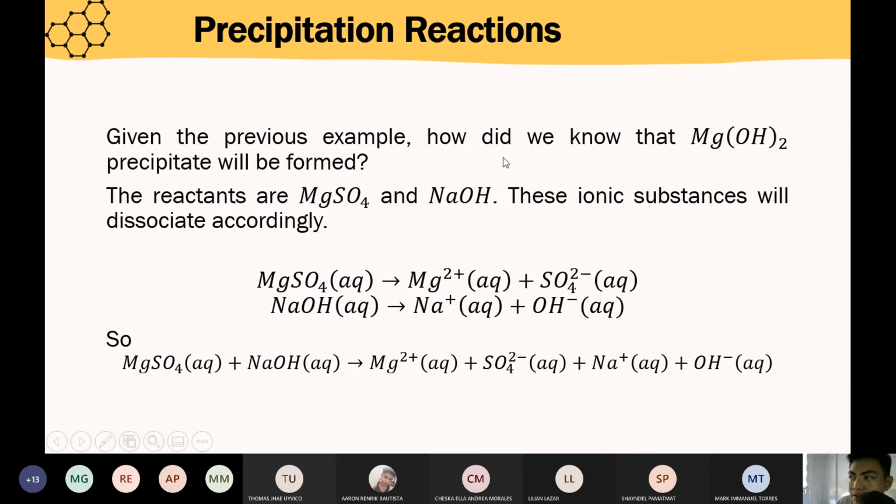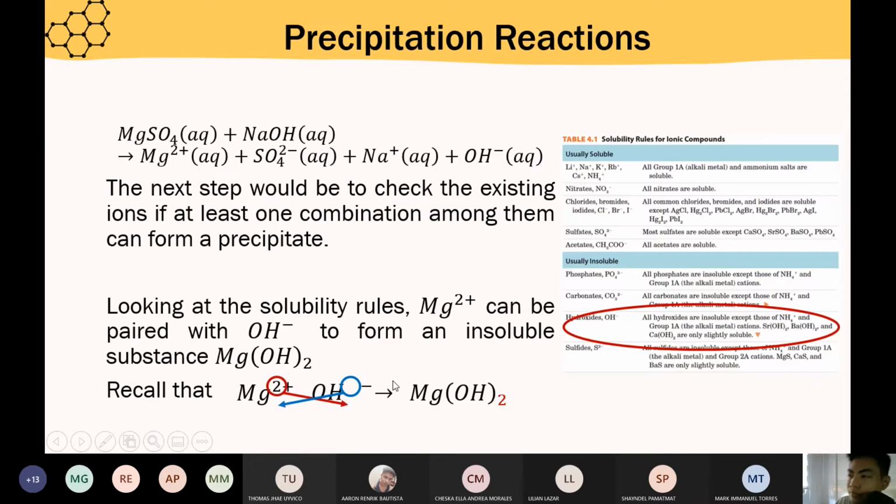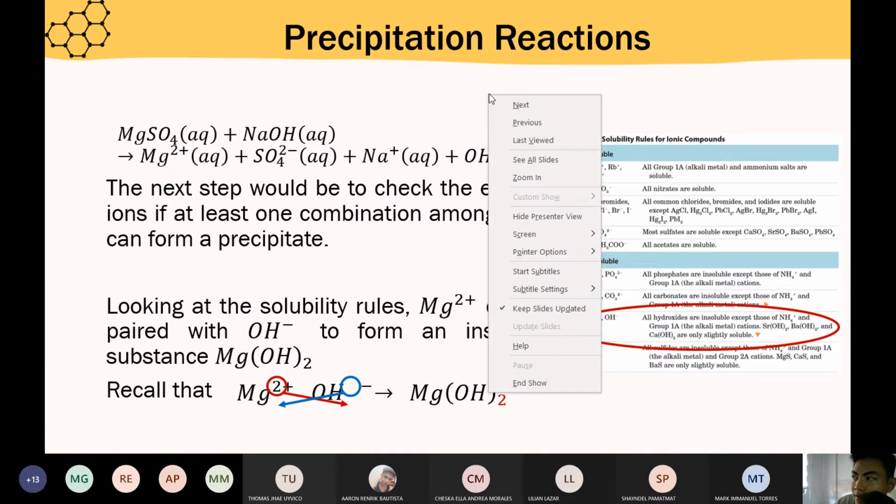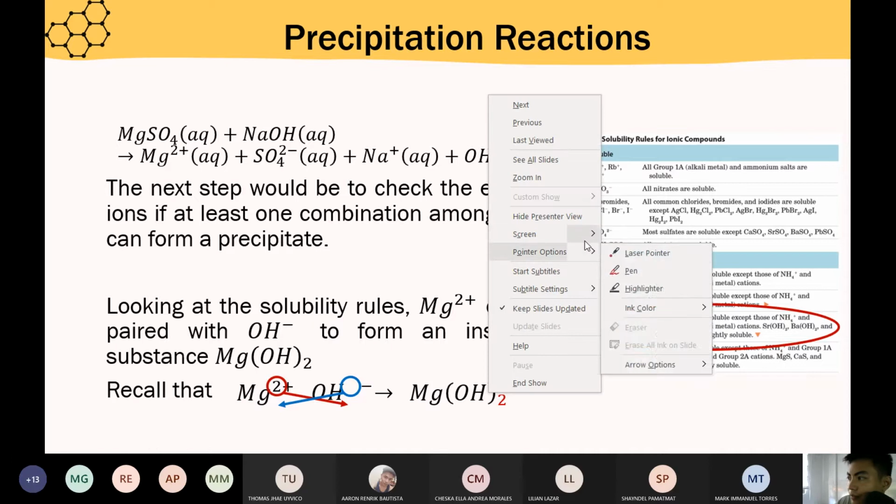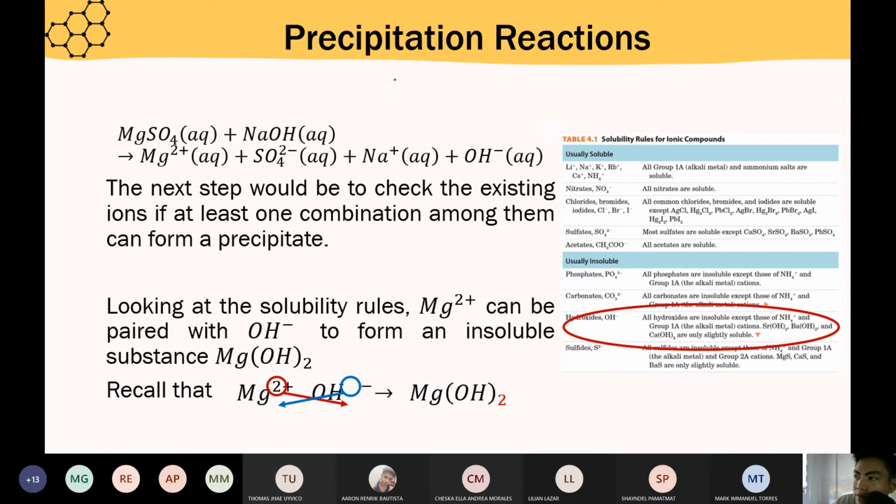Okay? So, first you begin with your reactants. And then your reactants, ano gagawin niya? Since they are in aqueous solution, you dissolve them. So, yung magnesium sulfate, dissolve mo siya. Sodium hydroxide, dissolve mo siya. So, ito yung mga ions mo. Okay? And, itong ions natin, they can pair up. Okay? So, ang original partner ng ions natin ay Mg2+ SO4 2-, Na+ OH-.